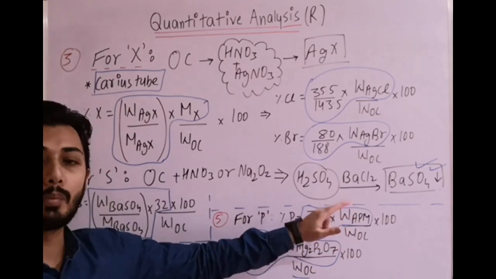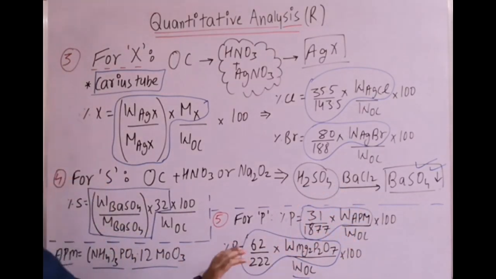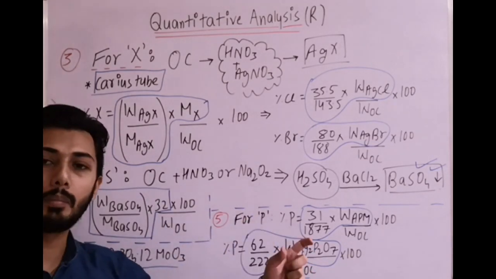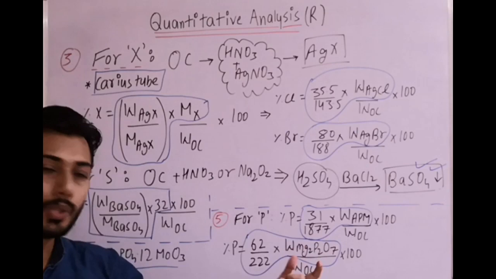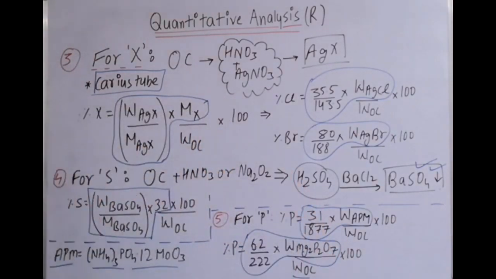One is given with ammonium phosphomolybdate, that is one method. Another is given that after ignition, firstly with magnesia mixture a particular compound is formed, which on ignition gives Mg2P2O7. Okay, so this is the part of the quantitative analysis.